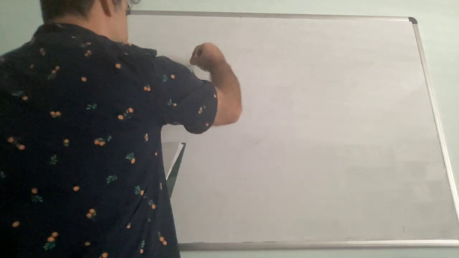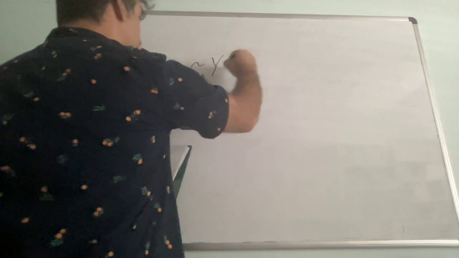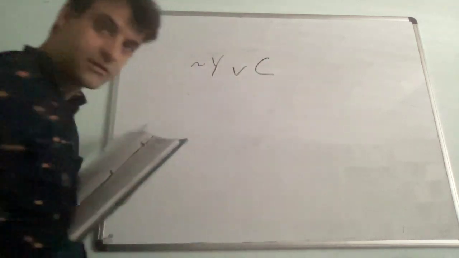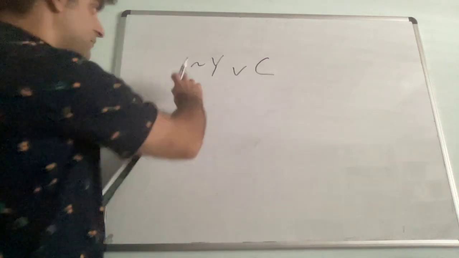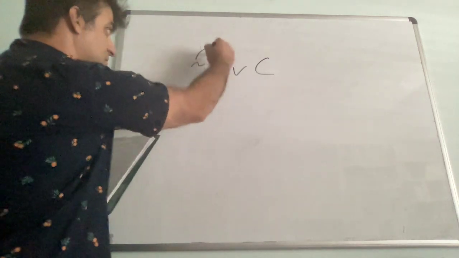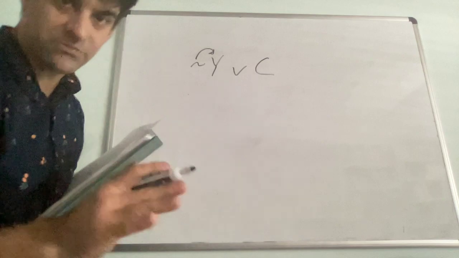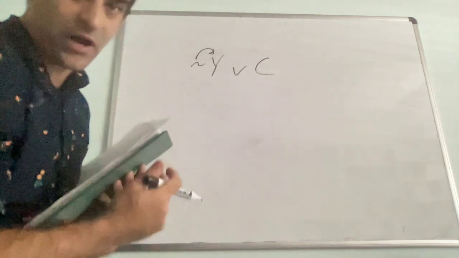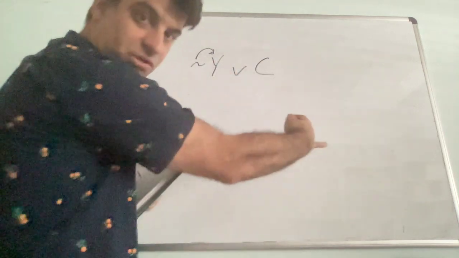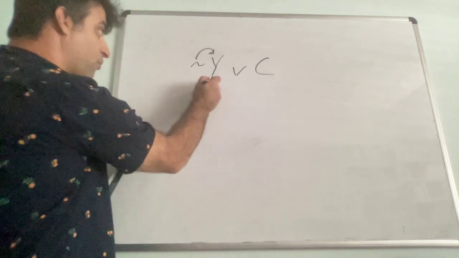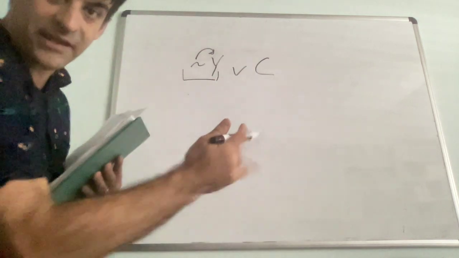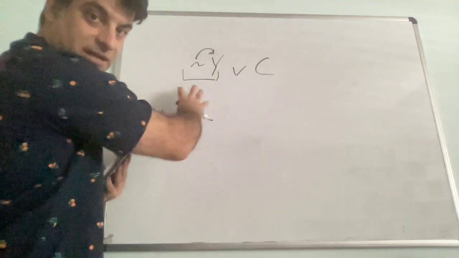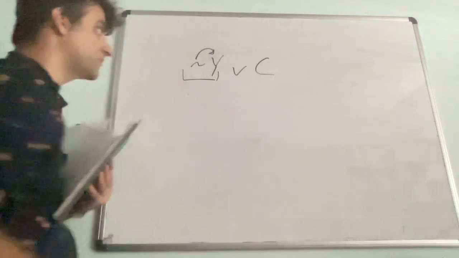Not Y or C. Okay, now, the not is right next to the letter Y. No punctuation in between. So it only applies to that Y. It does not, as it were, go through to the whole statement. So this is a unit. Y is false, and that helps us see our main connector. It's an or statement. Y is false or C is true.